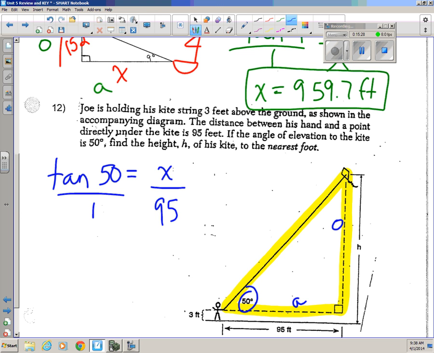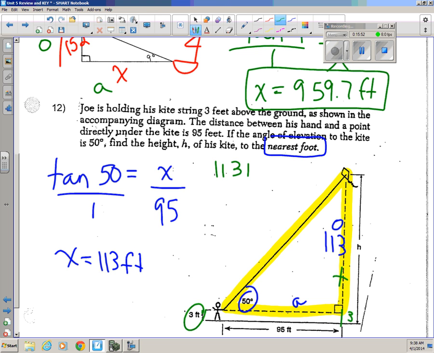When you cross multiply, you get x to be, this one's to the nearest foot, not to the nearest tenth. X is about 113 feet. But that's not the answer, right? Because why this is 113 feet, don't forget that this distance right here is an additional 3 feet. So how high is the kite off the ground? Well, the 113 plus the 3 extra feet, it really becomes 116 feet.